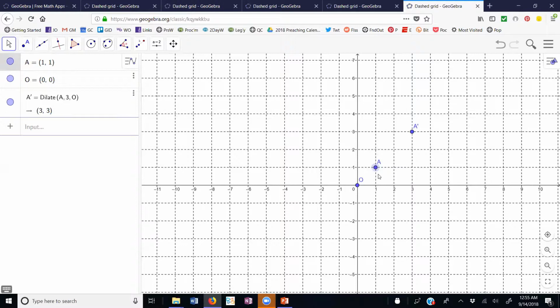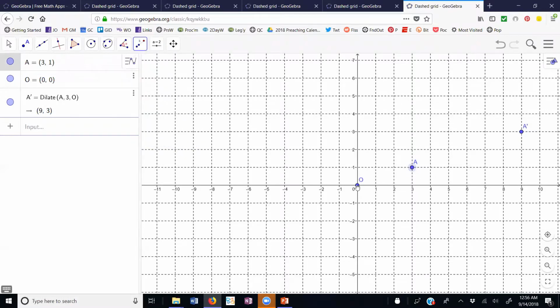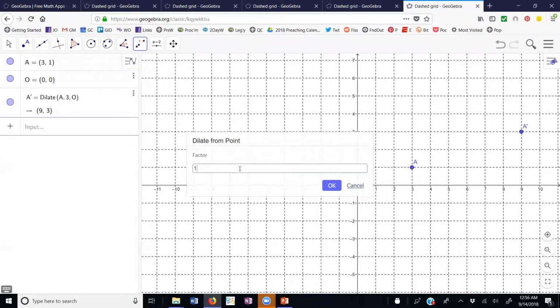Of course, we can have a scale factor that's fractional. So let's take a look at that. Now what I'd like to do is dilate this point A with a center of O with a factor of 1/3. It's still going to be on this straight line. It's still going to have a slope of 1/3, but the distance is going to be cut in 3 parts here. So let's dilate point A with a center of O, and my factor is going to be 1/3.